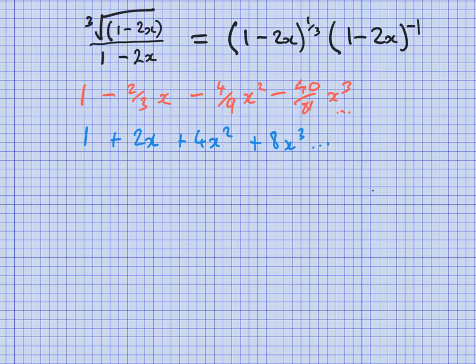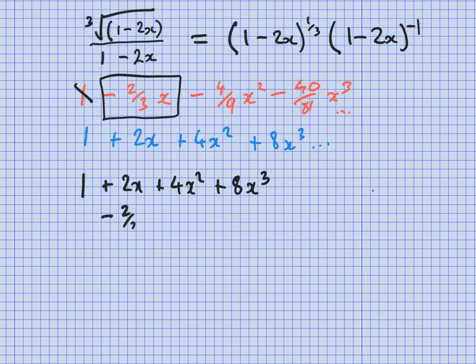Working through all of the steps, I do 1 times 1 is 1. 1 times 2x is 2x. 1 times 4x squared is 4x squared, and 1 times 8x cubed is 8x cubed. On to the next, so that's 1 multiplied by every term. Now I'm going to do minus 2/3 x times every term. I'm going to write them out here so that I've got all of the like terms listed under each other.